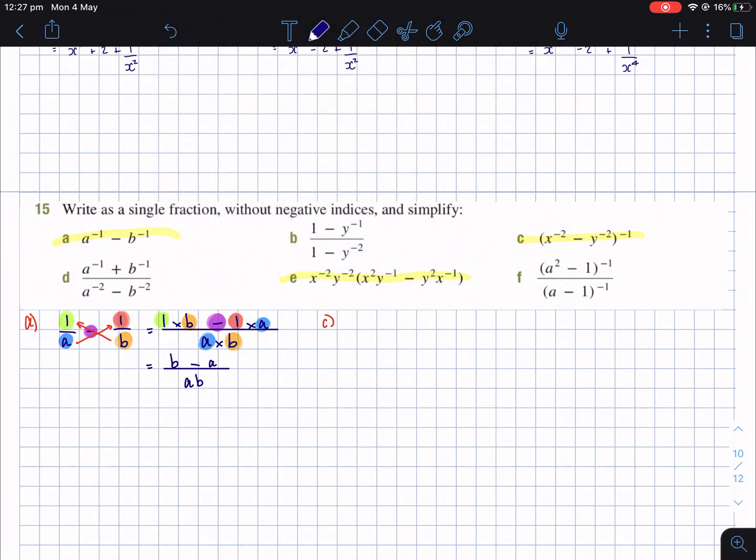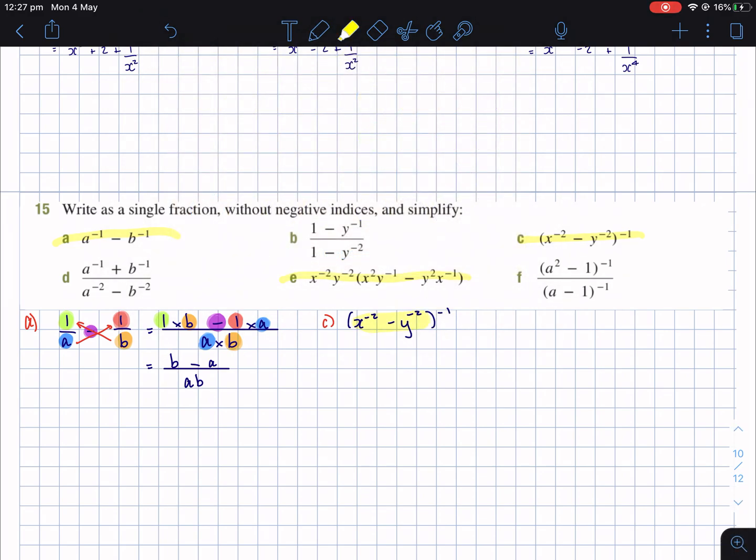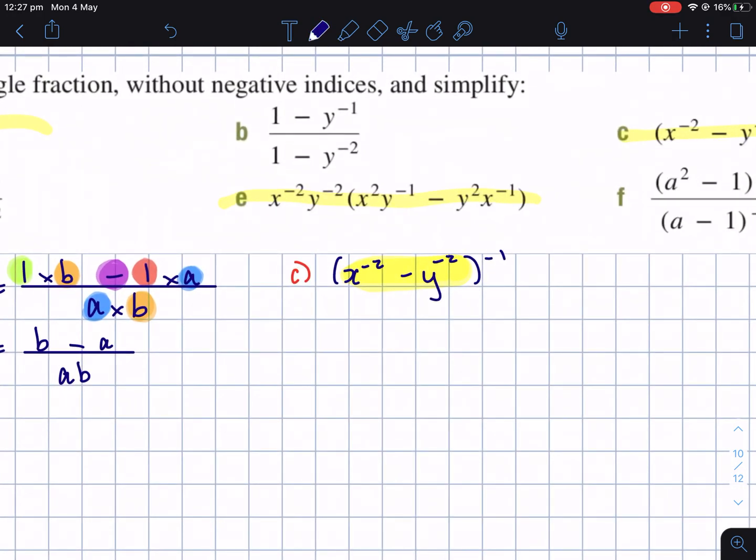C is a bit harder. We've got x to the minus 2 take y to the minus 2, all to the negative 1. And it's going to be easier if we deal with what's inside first. So this is the same as 1 on x squared take 1 on y squared, to the minus 1.